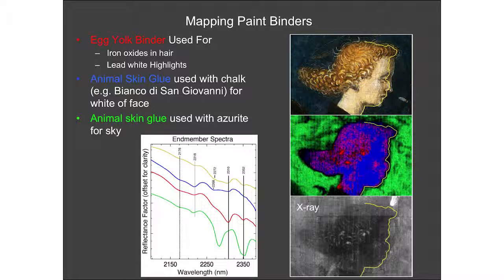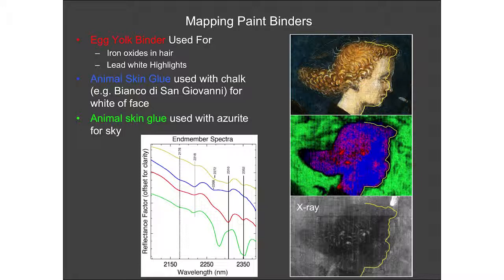This is a detail here of the face of one of the characters. This is Gabriel. This is the X-ray image. The X-radiograph shows you that the face is relatively transparent, and it's only in the white highlights, a little blown out here, that you see the density of lead white being used.